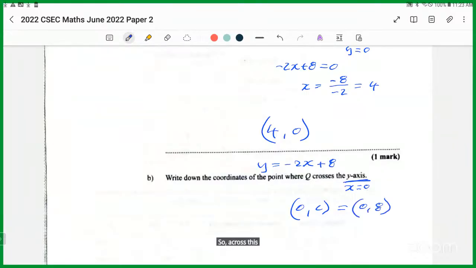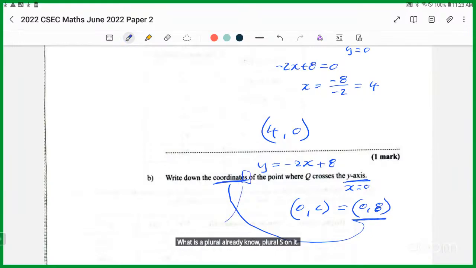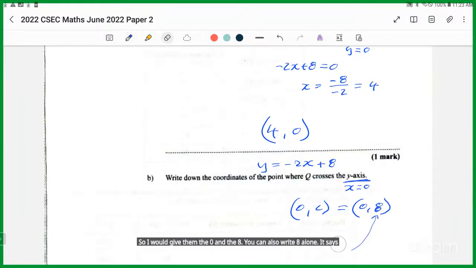But it's the coordinates. So you cannot just put 8. Coordinates is a plural word, plural s on it. It means 2 coordinates. I write the x and the y coordinate. So if you give them the 0 and the 8, you cannot just write 8 alone. It says coordinates, plural. So this is the answer. If you just write 8 alone, that's not the answer. It crosses the y-axis at 8, but the coordinates are 0, 8.